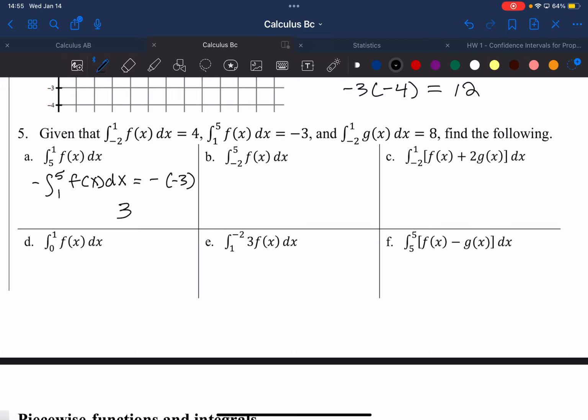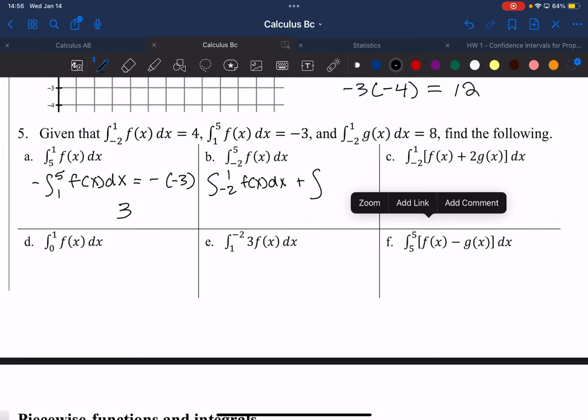Okay, looking at B, it says the integral from negative 2 to 5. Do we have that integral out of our 3? Not exactly, but what 2 can we combine? Negative 2 and 1 of which one? Because remember, we have 2 of those. F of x. So we can say that this is the same as saying negative integral of negative 2 to 1 f of x dx plus the integral from 1 to 5 f of x dx.